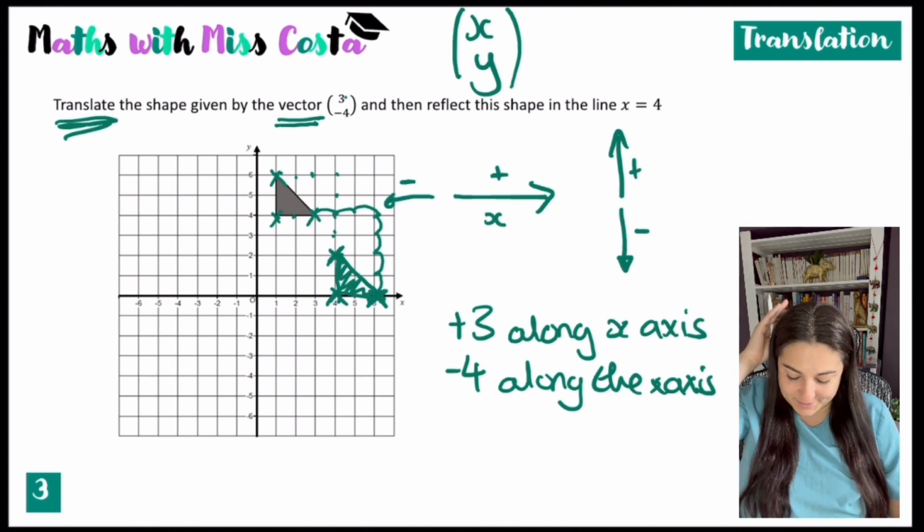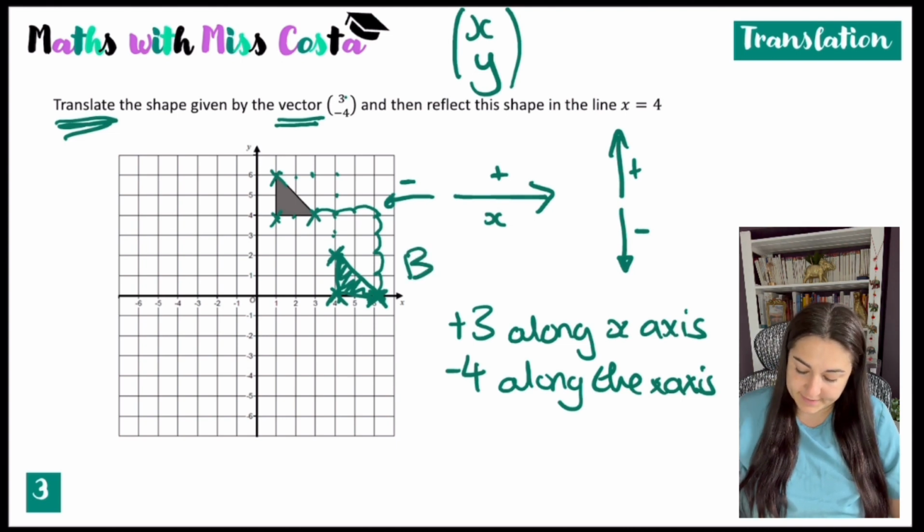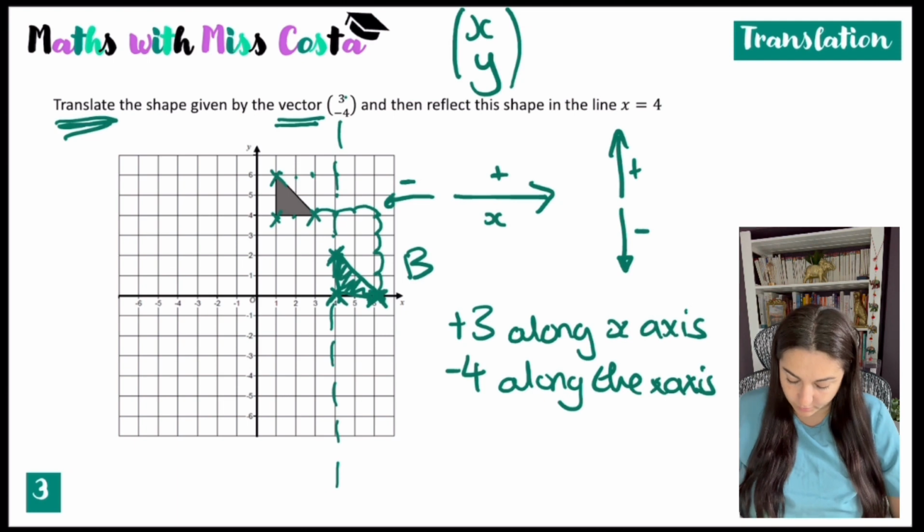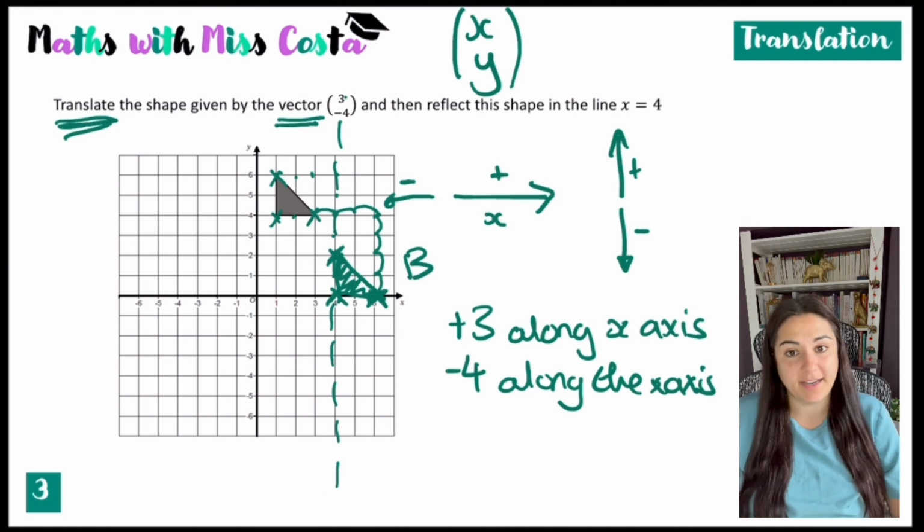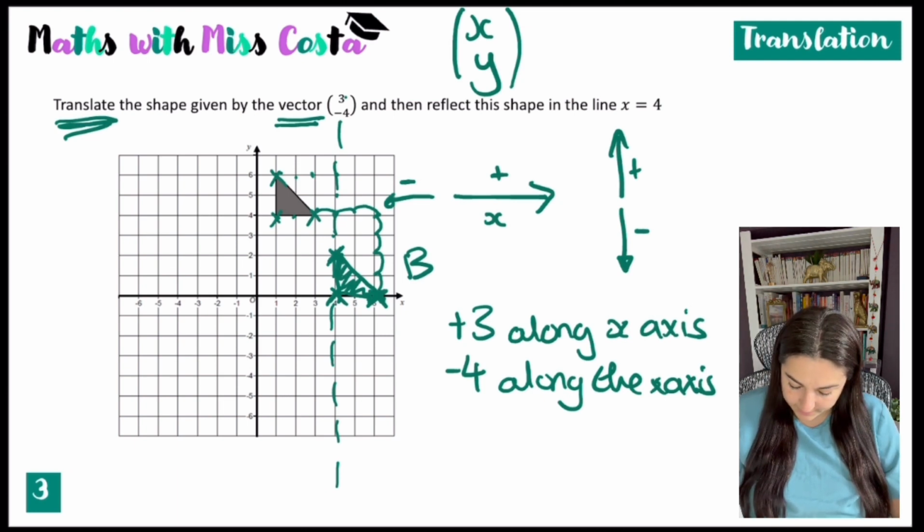Normally it's going to tell you to name it, but let's just do that anyway. So this can be called shape B. Then it tells me to reflect the shape in the line x equals 4. Now the line x equals 4 is where the x coordinate is always going to be 4. So that's this vertical line here. And all I do to reflect it is draw the mirror image. So this triangle would be C.